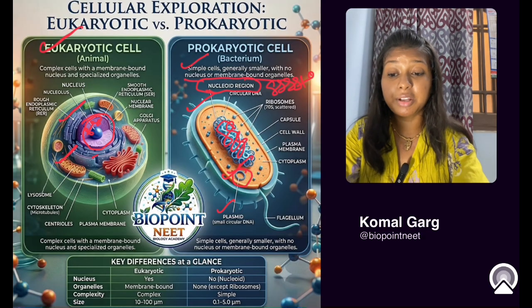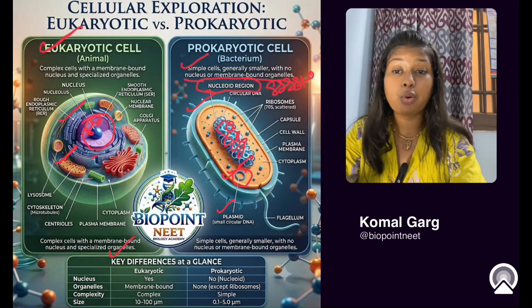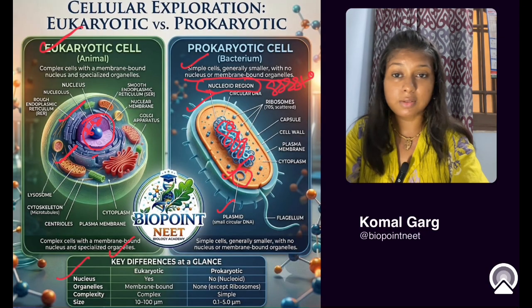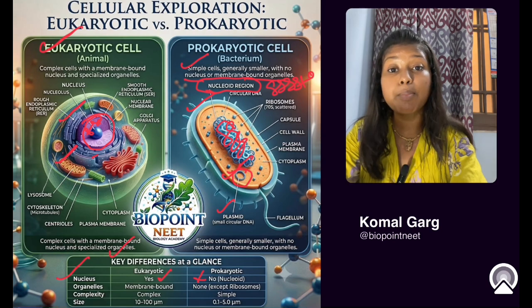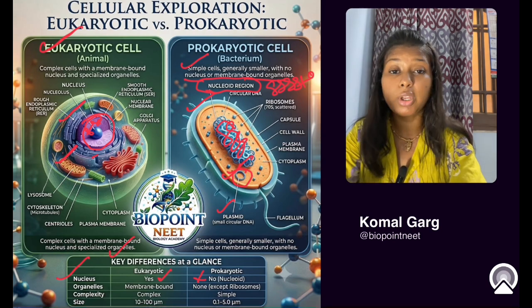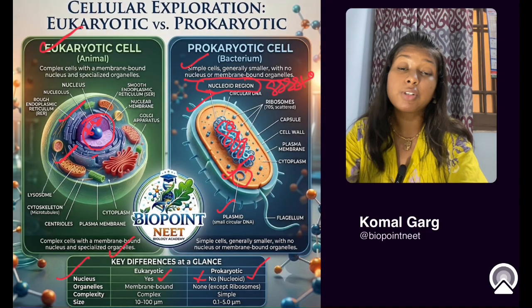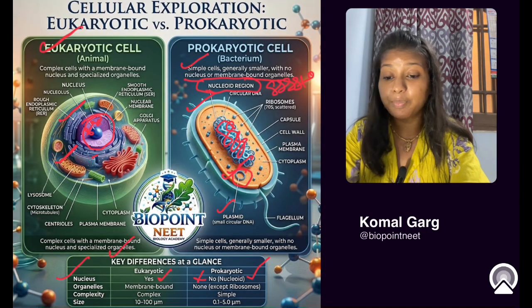We can also read here the key differences between prokaryotic and eukaryotic cells. First of all, the nucleus. A well-defined nucleus is present in the eukaryote, so that is yes. It is no in the prokaryotic cell because a well-defined nuclear membrane or nuclear envelope is absent. Nuclear membrane or envelope is the same thing. So what is present? The nucleoid, the region in which DNA is present but not properly covered.